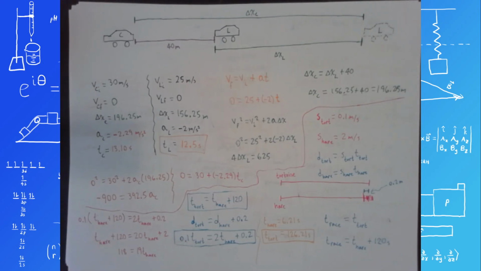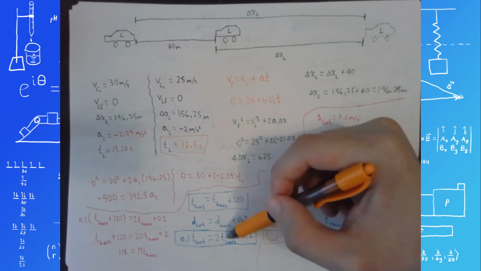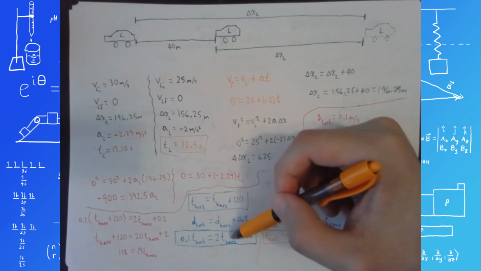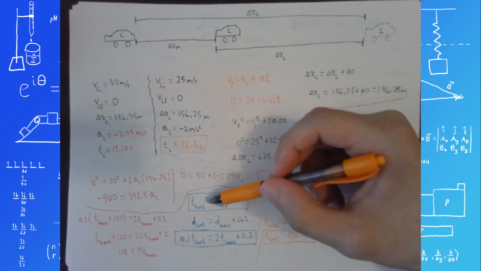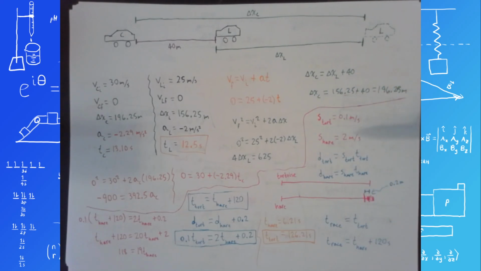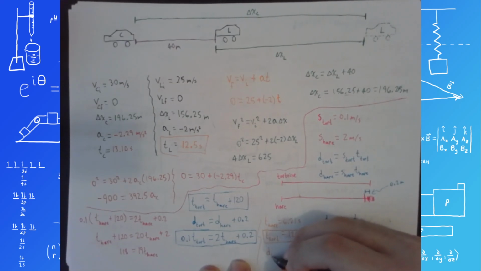how long in terms of distance is the race? We could either plug in 6.21 over here and get 2 times 6.21 plus 0.2, or the easier way is probably to just calculate the distance traveled by the tortoise, since the tortoise traveled the entire race. So tortoise is 0.1 meters per second multiplied by the time of the whole race, 126.21, so d race is equal to d tortoise is equal to 12.621 meters.